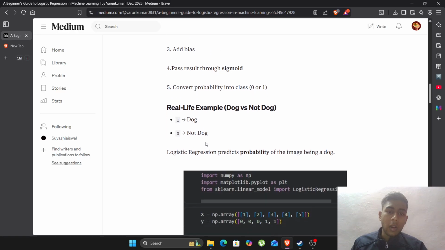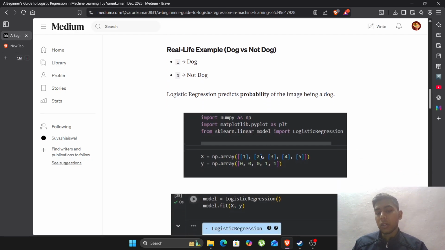And now we will talk about our example, as we have taken dog versus not dog, as we have taken that in the confusion matrix also, and we are denoting 1 as dog and 0 as not dog. Logistic regression predicts the probability of the image being a dog.